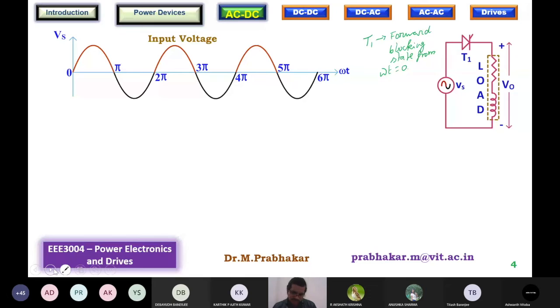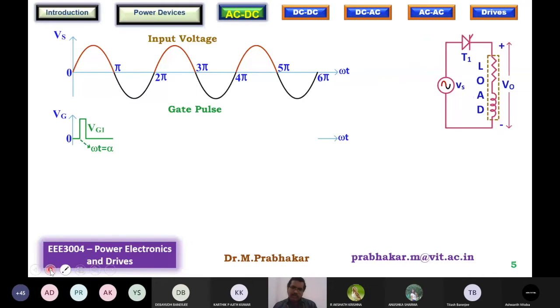This is what happens. Next, when a gate pulse is applied at omega t equal to alpha, SCR T1 will begin to conduct because it was already forward biased. So at omega t equal to alpha, because it is receiving a gate pulse, T1 begins to conduct from omega t equal to alpha. Now this alpha is referred to as firing angle or delay angle.